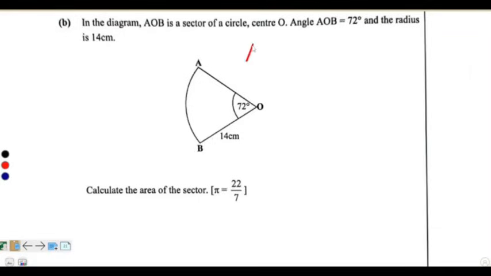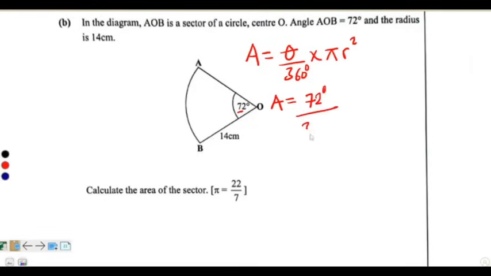First thing, come up with a formula for finding the area of a sector, which is area is equal to theta over 360 degrees times pi r squared. This is the formula. So I'm going to say area is equal to theta, this angle, which is 72 degrees, over 360 degrees, times pi, they have said take pi to be 22 over 7, times the radius is 14. Now r squared, so it's 14 times 14.